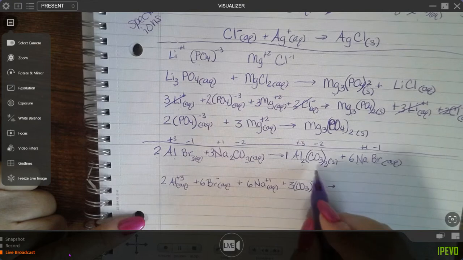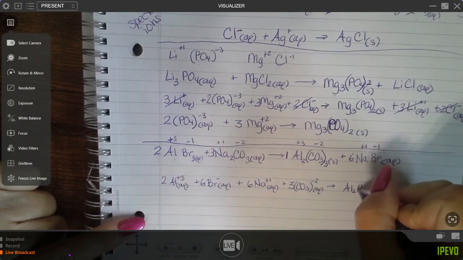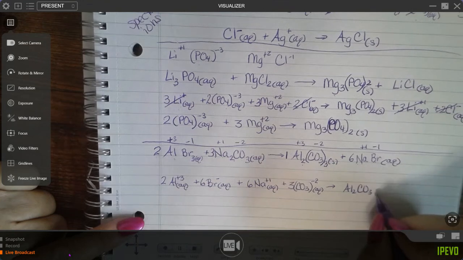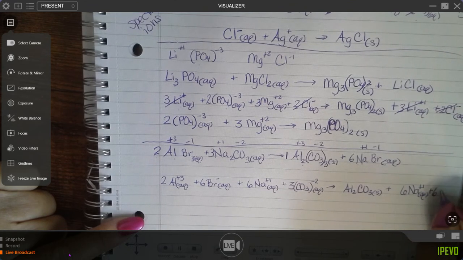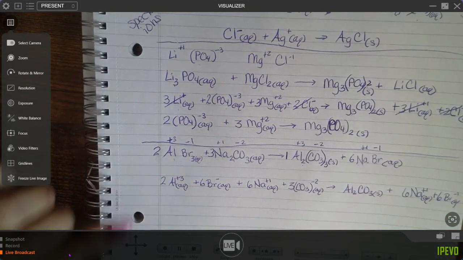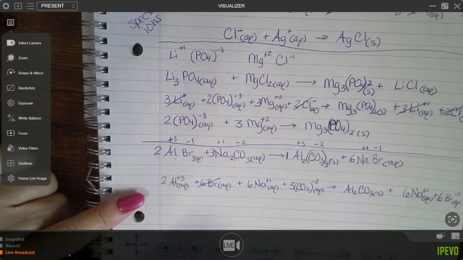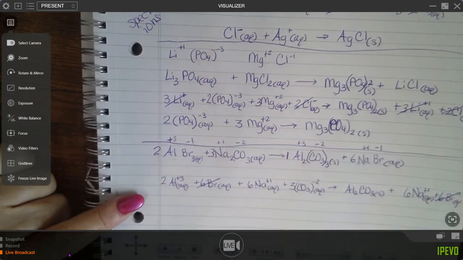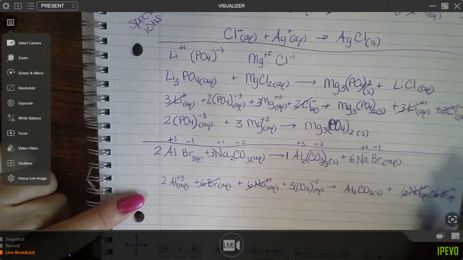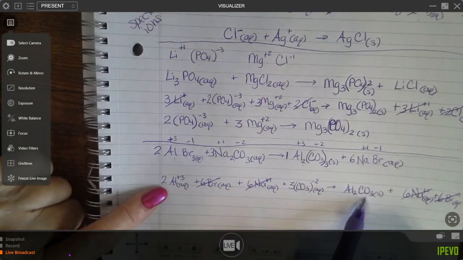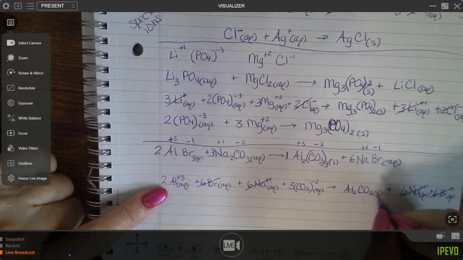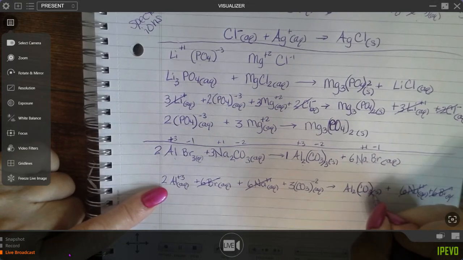And those react to give us solid aluminum carbonate plus 6 sodium ions and 6 bromide ions. All right. Whew. So let's see, what do we have on both sides? We've got 6 bromide over here, 6 bromide over there. I have 6 sodium here, 6 sodium there. So I have left, those are my spectators, I have aluminum plus carbonate produces aluminum carbonate. Oh, you guys, and I did it again. There should be a 3.